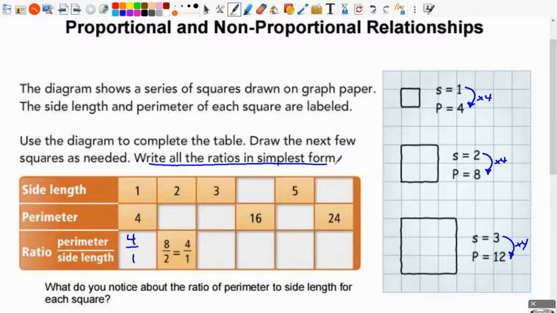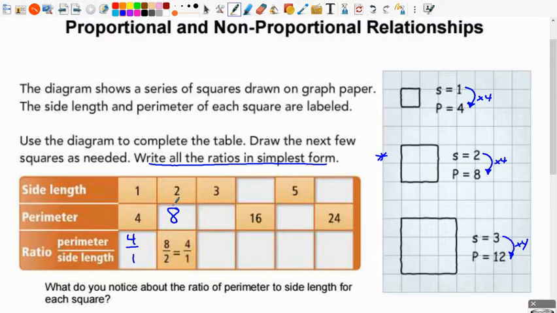So let's move on to the next square where the side length was equal to 2. Well, that was this square right here. When the side length was 2, we multiplied that by 4 to get a perimeter of 8. Underneath of that, they set up the ratio of perimeter over side length as 8 over 2, and that simplifies down to 4 over 1. You can divide 8 and 2 both by 2, which gives you 4 over 1.